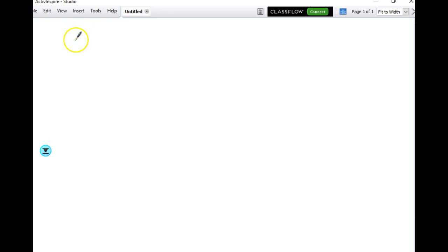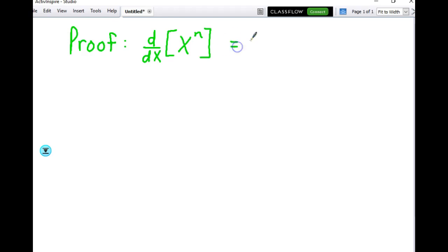Alright guys, so this first video is the proof for the following derivative rule that we learned a while back, the power rule. The derivative rule that we learned a while back is the derivative of x to the nth power is equal to n times x to the n minus 1 power.